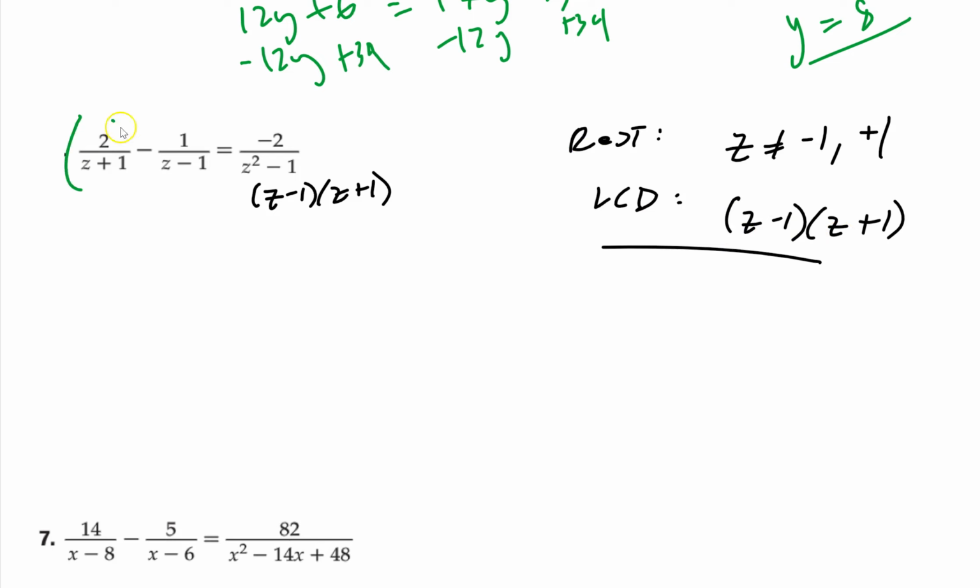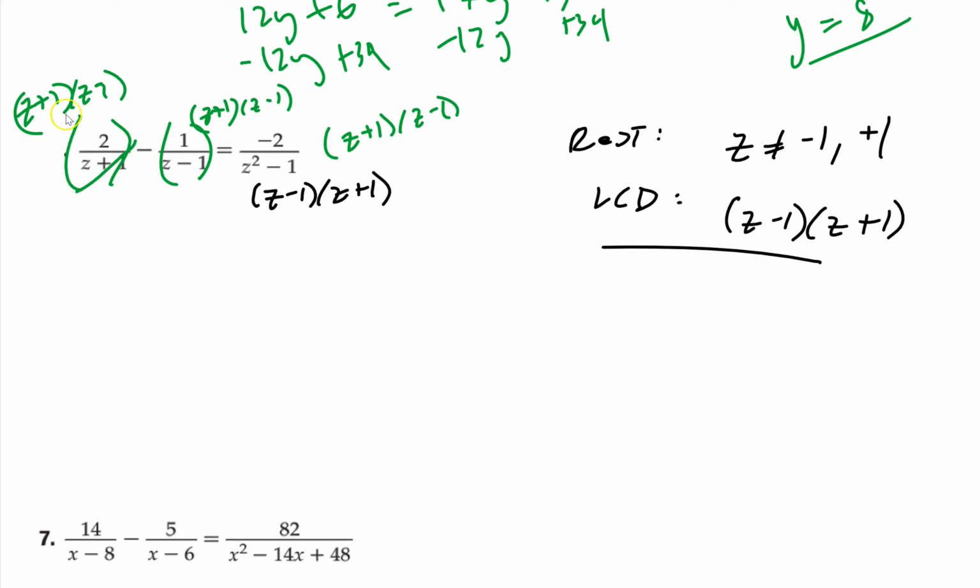So we're going to multiply this by (z + 1)(z − 1). We'll multiply this by (z + 1)(z − 1). And we'll multiply this one by (z + 1)(z − 1). And just like before, over here the z + 1's cancel, and you're left with 2 times (z − 1). Over here the z − 1's cancel this time, and you're left with negative 1 times (z + 1). And on this one, they all cancel. The plus 1's cancel and the minus 1's cancel, and you're left with only negative 2.